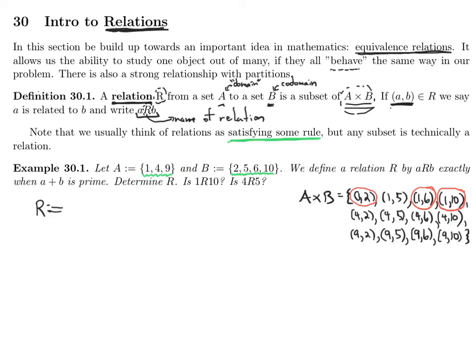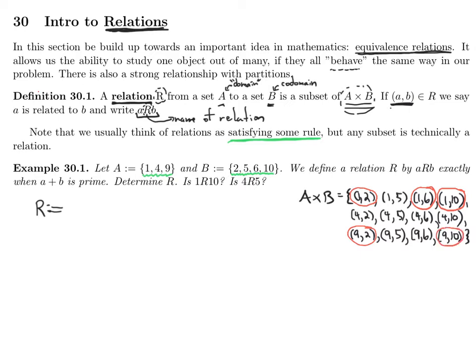4, 2, we don't include. That sum is 6. 4, 5, we don't include. That sum is 9. We don't include 4, 6 or 4, 10, since those sums are not prime. And 9 plus 2 is 11. We include that. 9 plus 5 is 14, not prime. 9 plus 6 is 15, not prime. But 9 plus 10 is 19.